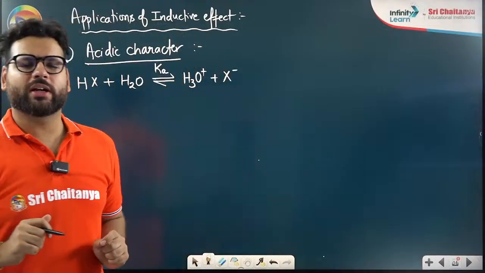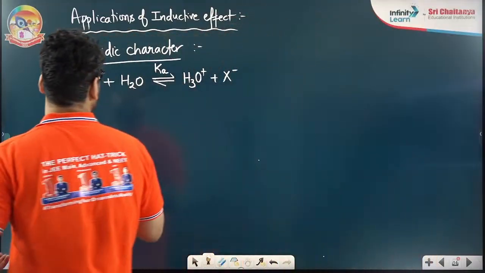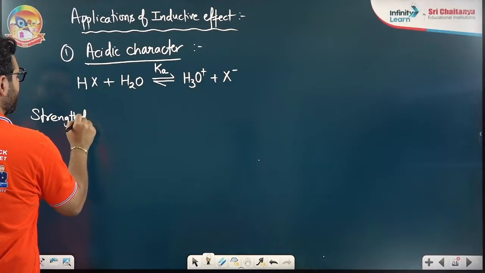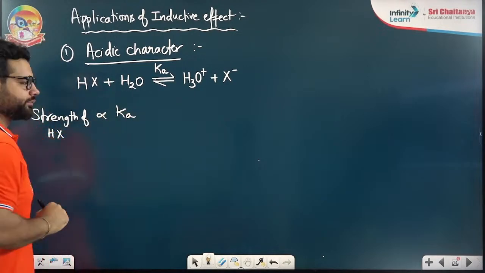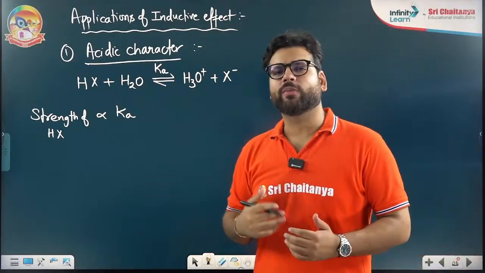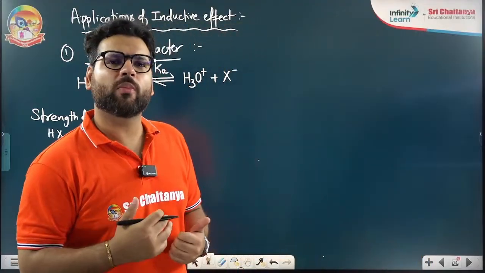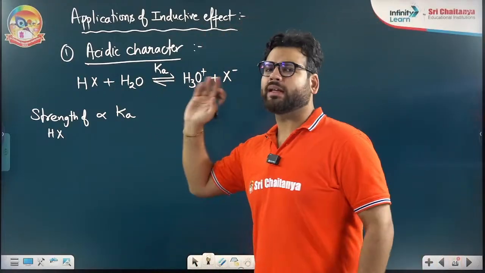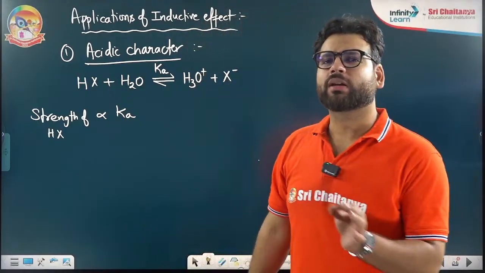In equilibrium chapter, you study that more the Ka, more the strength of acid. So strength of acid is directly proportional to Ka. Okay. Now, how do I make this Ka to be high? Whenever you want the equilibrium constant to be high, you need to form more and more product. If the reaction goes forward easily, then Ka will be high. And the product will be formed more when the product will be stable.